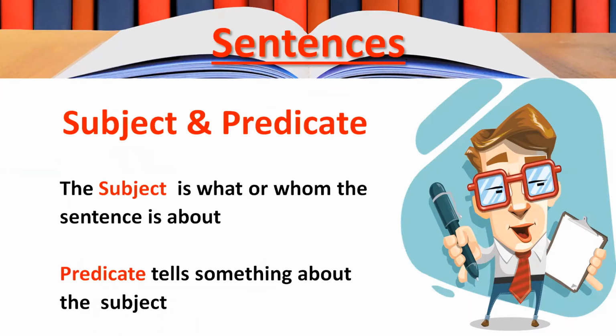Now, a sentence has two parts, a subject and a predicate. What is the subject and what is the predicate? The subject is what or whom the sentence is about, whom we are talking about in that particular sentence, that is called the subject, and the predicate tells us something about the subject. It tells what the subject is doing.